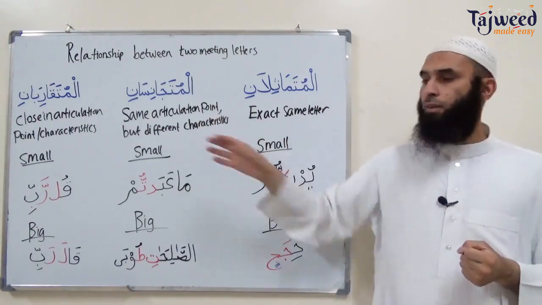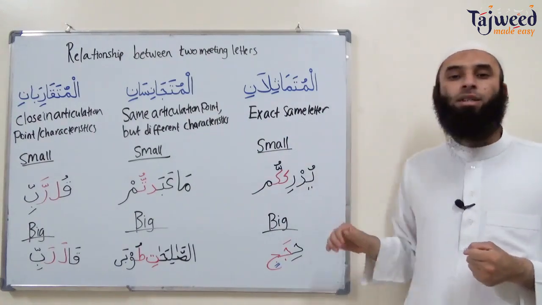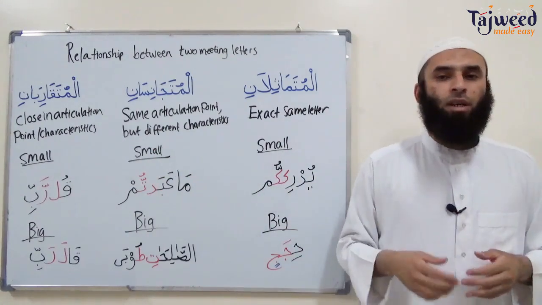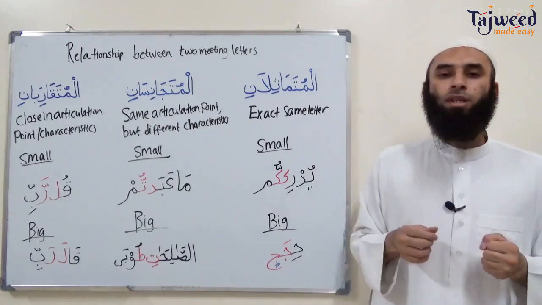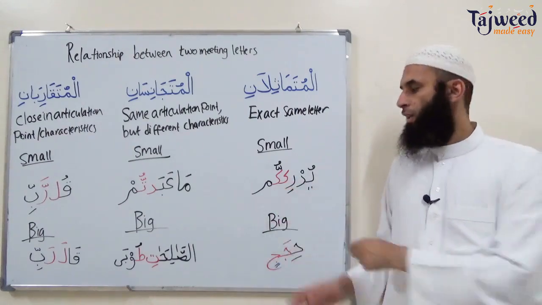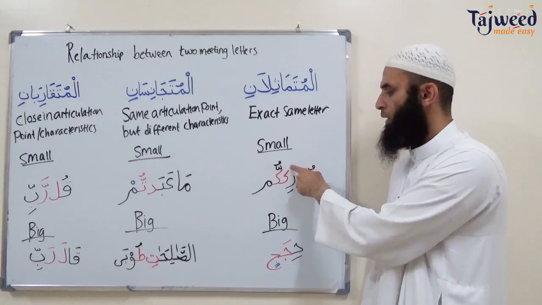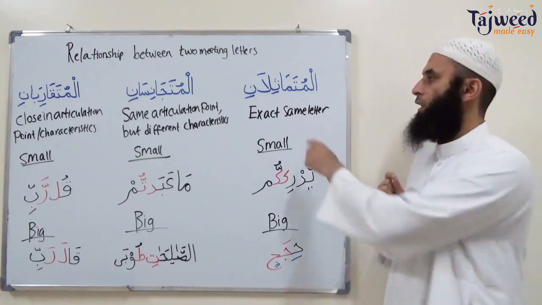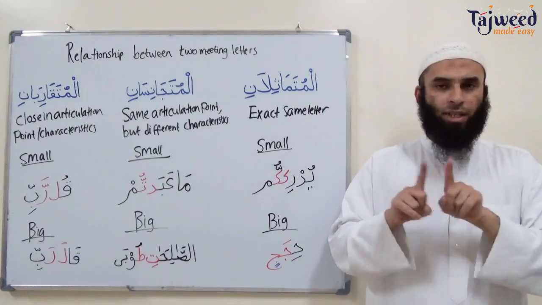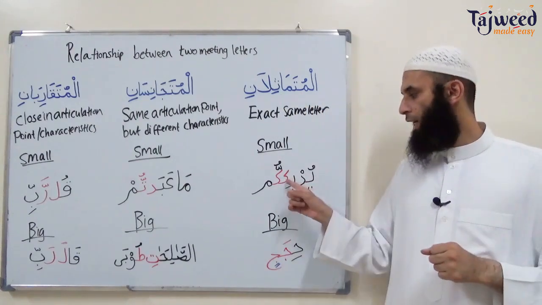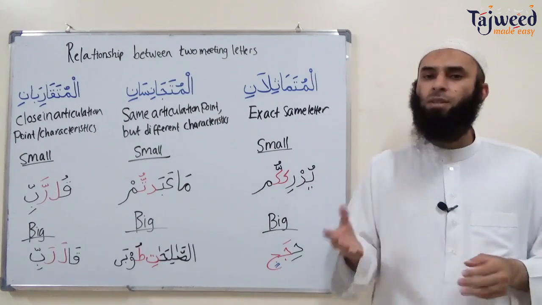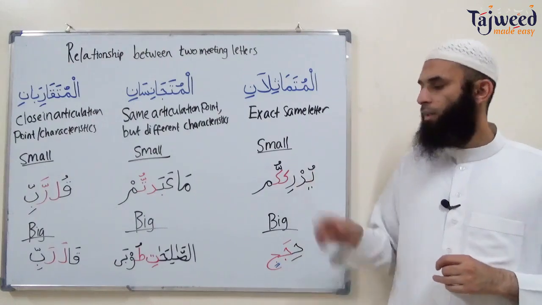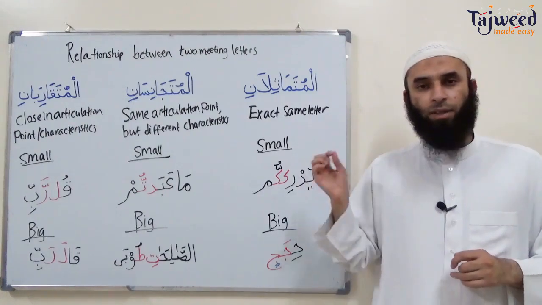Now these three categories are broken into two parts. As-saghir, which means the small, and al-kabir, which means the big. What does this mean? As-saghir just means those letters which are next to each other where the first letter has a sukoon and the second letter has a haraka, fatha, kasra, dhamma. For example, al-mutamathilan, the two exact same letters next to each other. So kaf and kaf. The first kaf has a sukoon, meaning it does not have fatha, kasra, dhamma. And the second kaf has a fatha, kasra, dhamma.